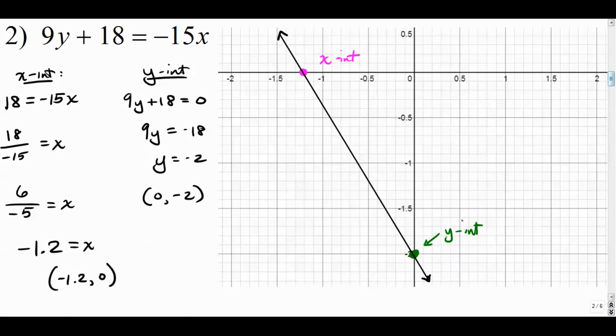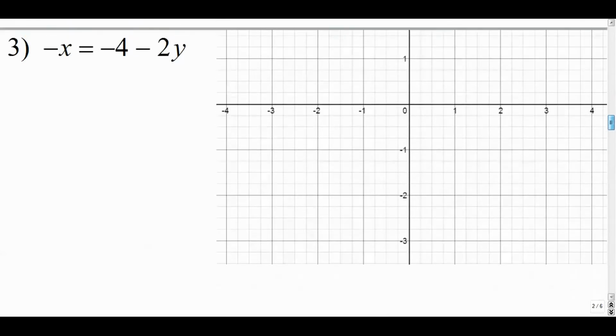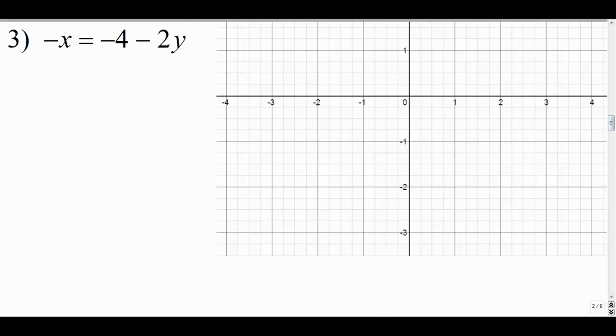Moving on. Number 3. Let's go really fast here. X-intercept and y-intercept. I'm not even going to graph this one really. I'm going to put the dots on there, but I'm not going to graph it. So to find the x-intercept, you just get rid of the y. So I have negative x equals negative 4. X equals positive 4. So 4 comma 0.